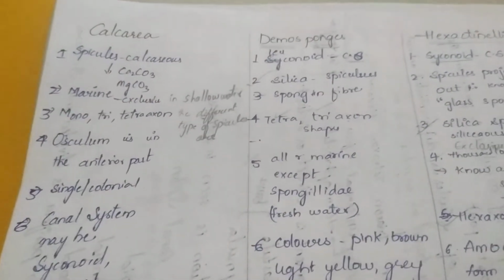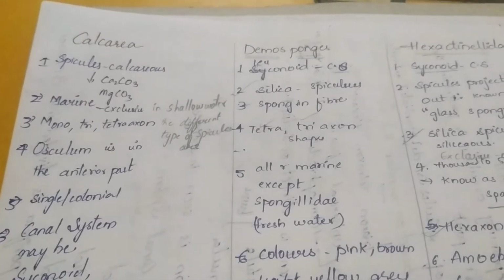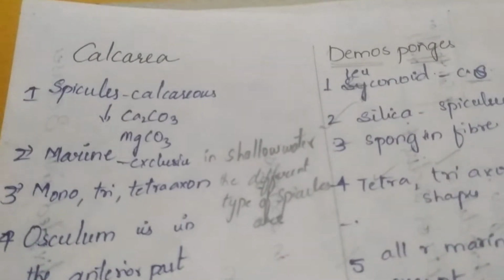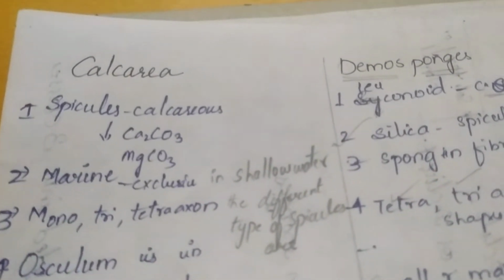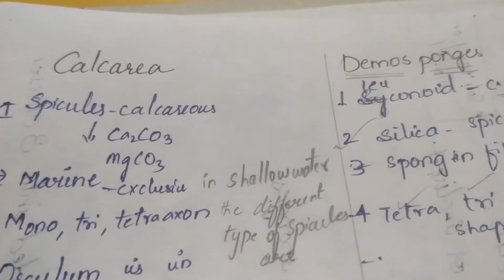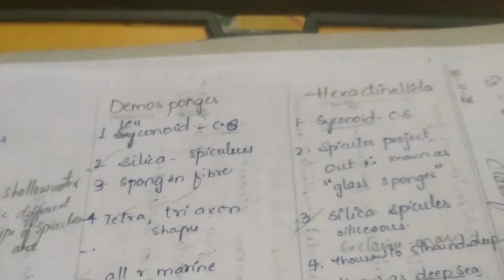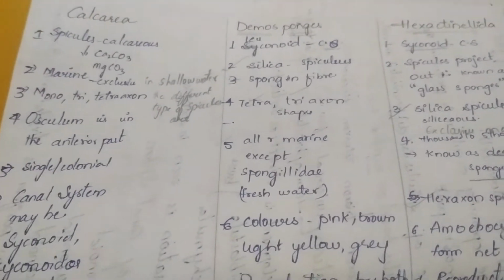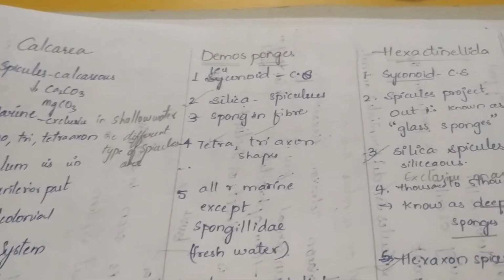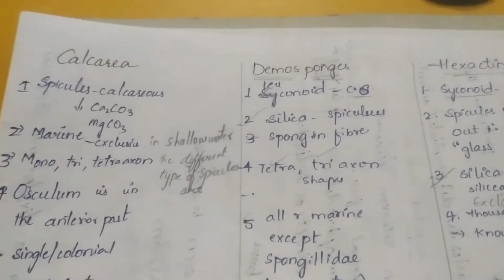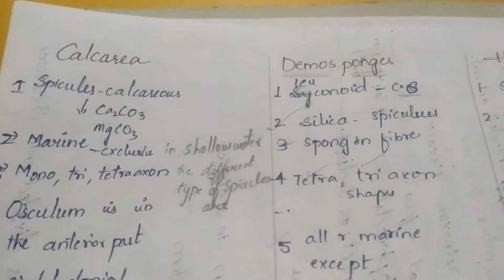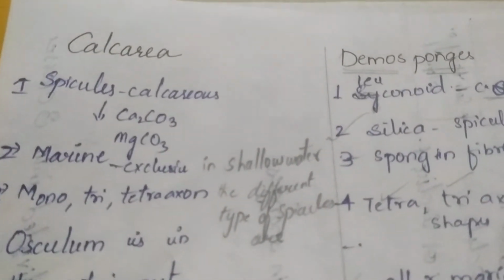It is very easy. First of all, let's study about Calcarea. What we'll do is comparatively study Calcarea, Demospongiae and Hexactinellida. This question can give you 4 marks in your SEM 1. So be careful. First we will study the spicules.